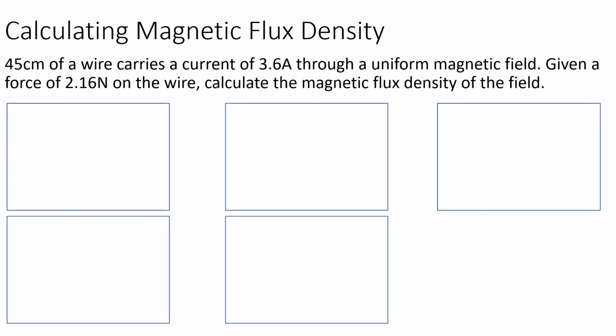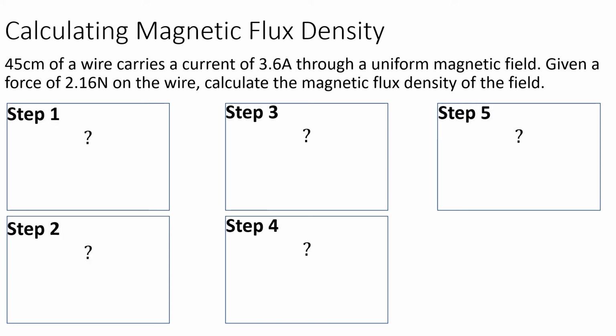Finally, our last calculation. 45 centimeters of a wire carries a current of 3.6 amps through a uniform magnetic field. Given a force of 2.16 newtons on the wire, calculate the magnetic flux density of the field. Complete all steps yourselves.